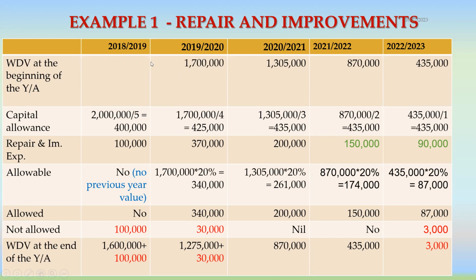1920. Now we are talking about one machine. It was purchased in the 1819 year of assessment. Then this repair allowance of 100,000 was there. He incurred it. But we can't allow that 100,000 as a deduction because we do not have a previous written down value. Therefore, we cannot apply the formula. It says no. What we have to do is add that disallowed part to the written down value of the year. Then we have to go to the next year.